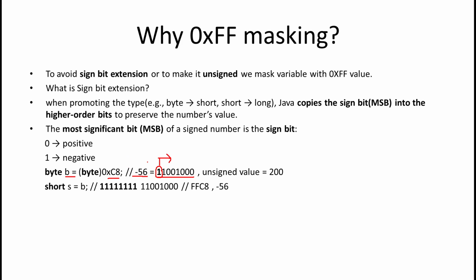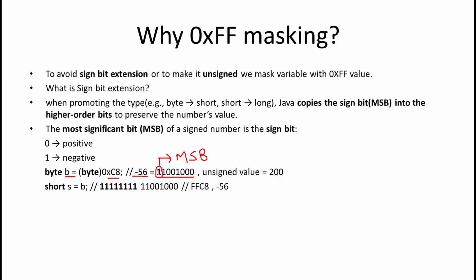For the byte data type, the 8th bit means the most significant bit. The 8th bit will be the sign bit. So this is the MSB, the most significant bit, and it is a 1. That means the number will be negative.